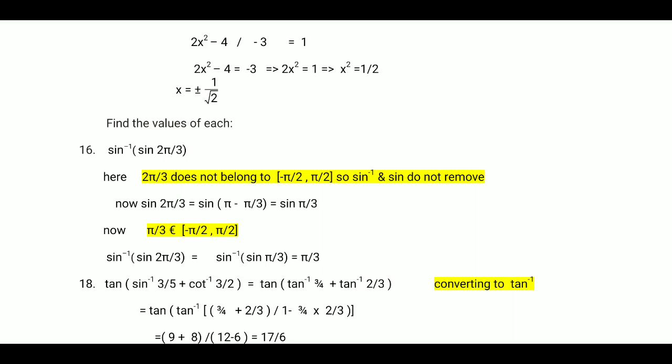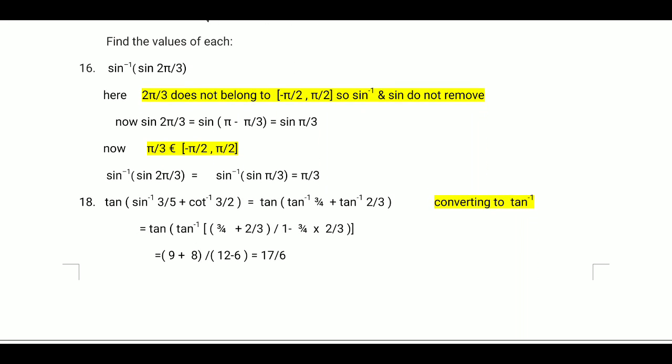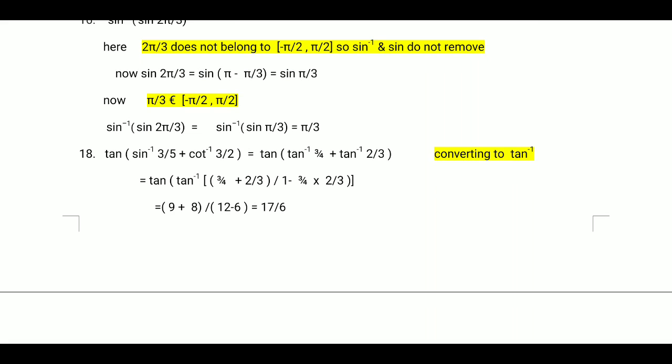Now what will you do? We convert 2 pi by 3 as pi minus pi by 3. The value remains the same. Pi minus pi by 3, you will get 2 pi by 3. So sine 2 pi by 3 is equal to sine (pi minus pi by 3), and sine (pi minus theta) is sine theta. So this becomes sine pi by 3. Here we see that pi by 3 belongs to the closed interval minus pi by 2 to pi by 2. So sine inverse sine 2 pi by 3 becomes sine inverse sine pi by 3. And pi by 3 is within the principal value branch of sine inverse. So sine inverse and sine remove. We get the value pi by 3. This is the answer.